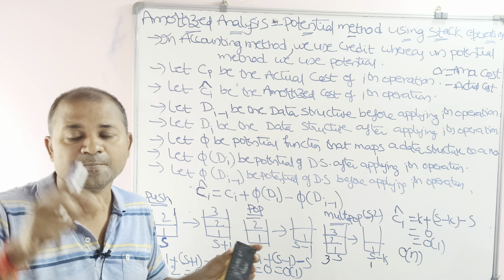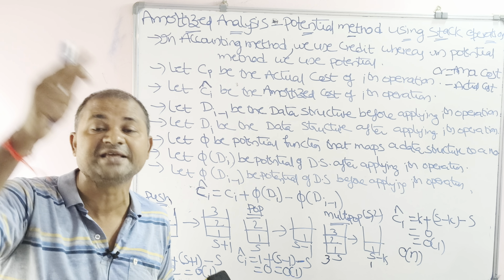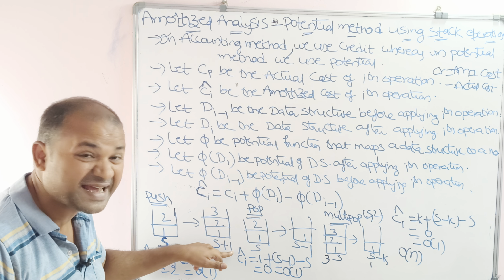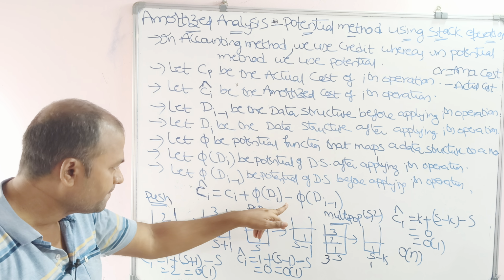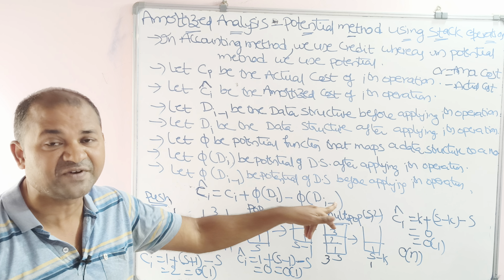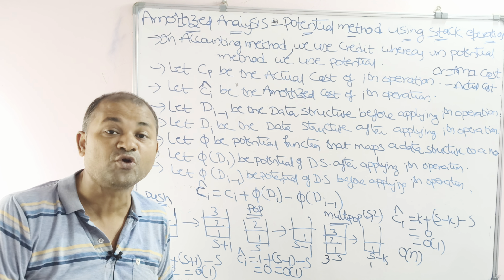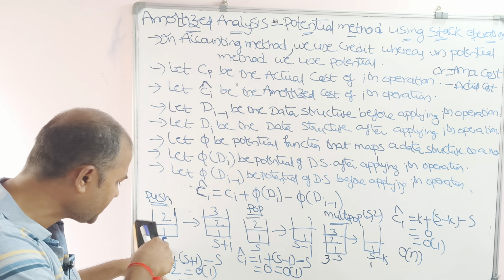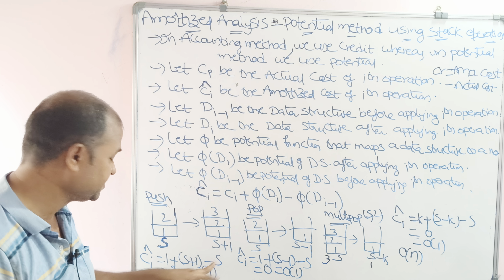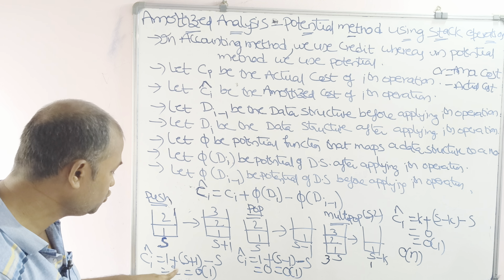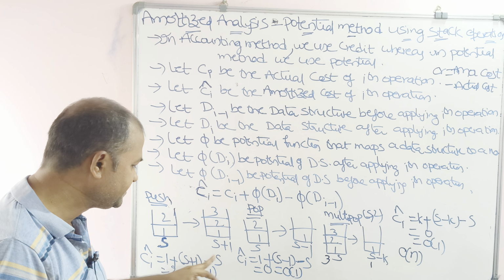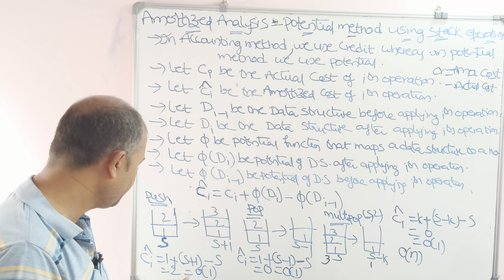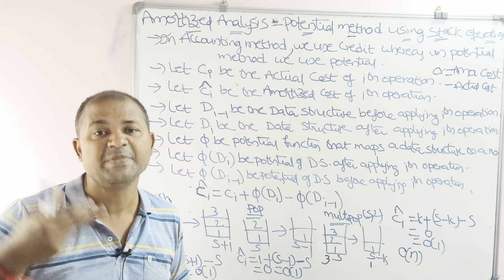Pi of di means the potential of the data structure after applying the push operation. After applying the push operation, the stack will contain s plus 1 elements. So s plus 1 minus pi of di minus 1, the state of the data structure before applying the push operation, when the stack will contain s elements, so minus s. So 1 plus 1 means 2. This s minus this s will be cancelled. So 2 is nothing but some constant computing time, so we can write the cost as order of 1, big O of 1.